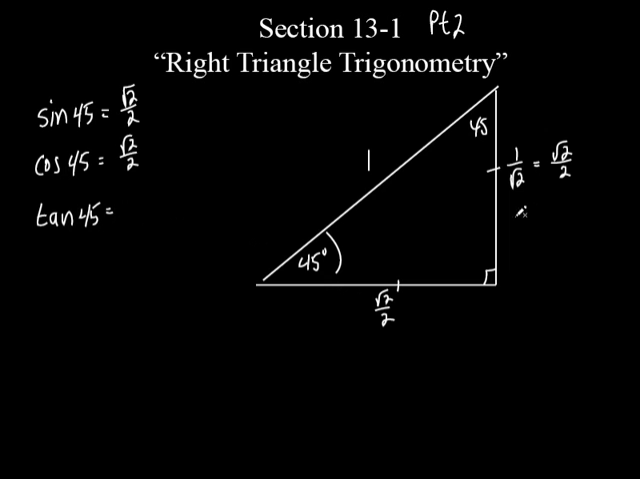Now the tangent. The tangent is the opposite over the adjacent. This is the opposite. This is the adjacent. So it's a number over itself, isn't it? So what's anything divided by itself? It's 1, correct. So that's the sine, cosine, and tangent of 45 degrees. So you have it memorized. You should have it memorized.